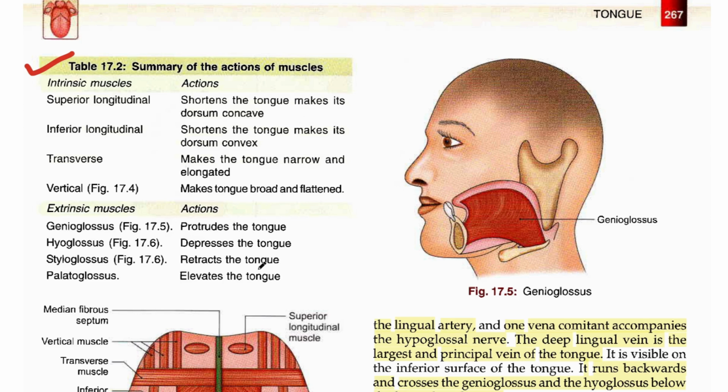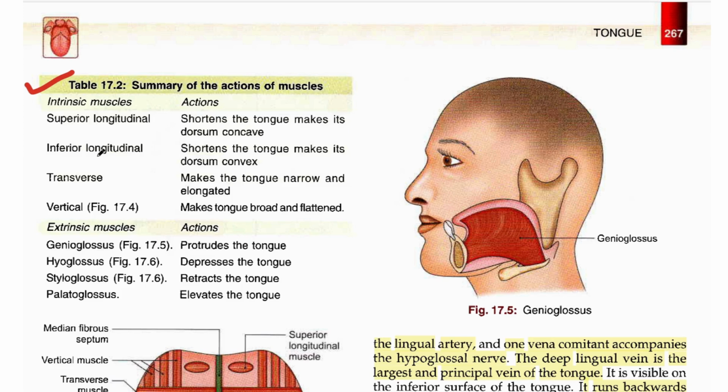Only styloglossus retracts the tongue. Palatoglossus elevates the tongue. Hyoglossus depresses the tongue. Genioglossus protrudes the tongue. So you can remember it by GP, that is gutta percha. GP, genioglossus protrudes the tongue. Hyoglossus depresses, HD quality, so HD. And that way you can remember the actions of the genioglossus and hyoglossus.